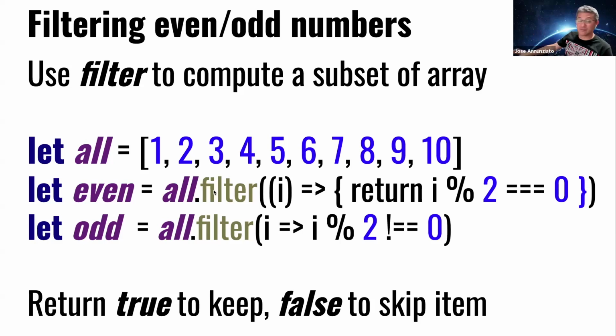So anyway, filter, like the name says, filters items from the original array. So you give it an array, and it's going to return a subset of that array, a smaller array, that only keeps certain items, only the items for which this function returned true. If it returns true, then I'm going to keep the item from the original array. Otherwise, I'm going to skip it.